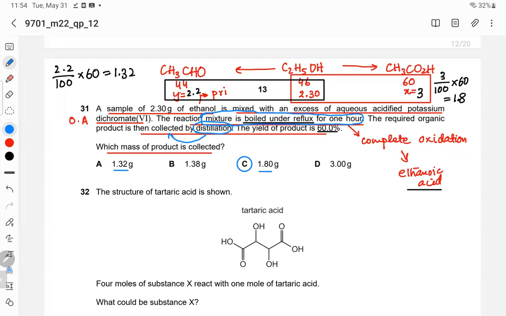If they had said that the mixture is heated and distilled, then we would be sure that it is an aldehyde. But they said that you are boiling the mixture under reflux conditions for 1 hour. So if it is boiling under reflux for 1 hour and it's just 2.30 gram of ethanol, it means that complete oxidation is taking place, not the incomplete. Yes, Taha, is it clear?